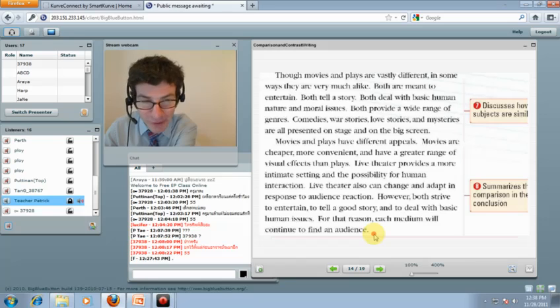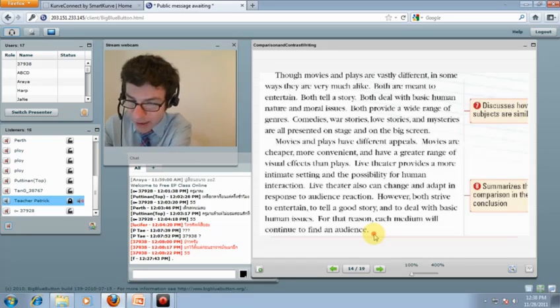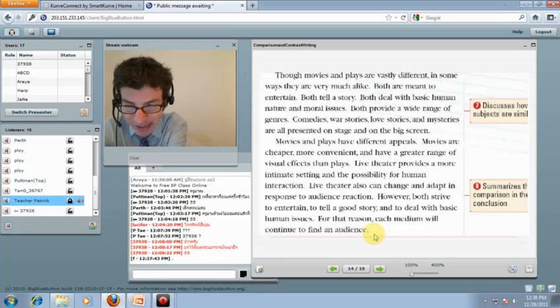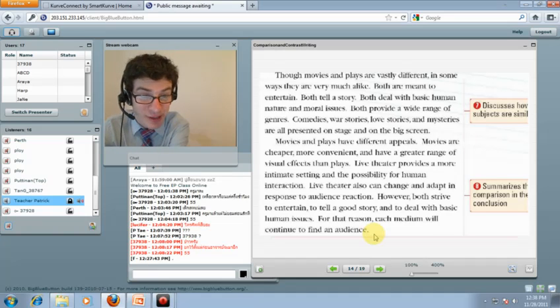The last part of this paper, these last two sentences say, however, both strive to entertain, to tell a good story, and to deal with basic human issues. For that reason, each medium will continue to find an audience. There we go. We have stated what the essay has shown. Basically saying, movies will not replace plays, which is the whole point of this paper.